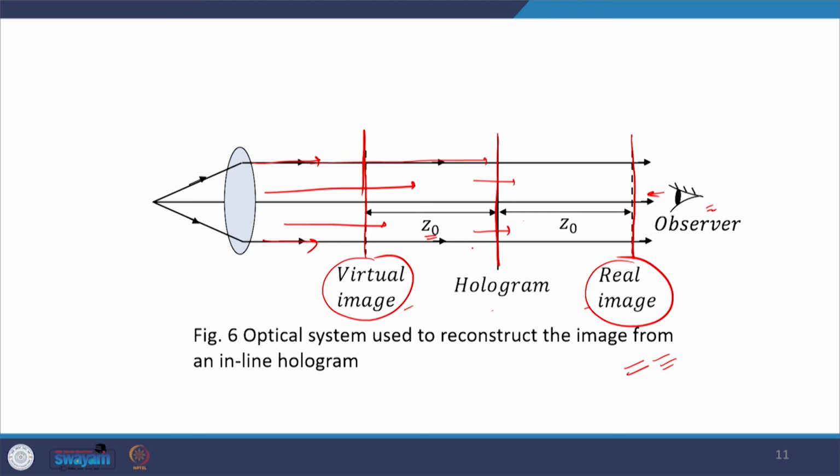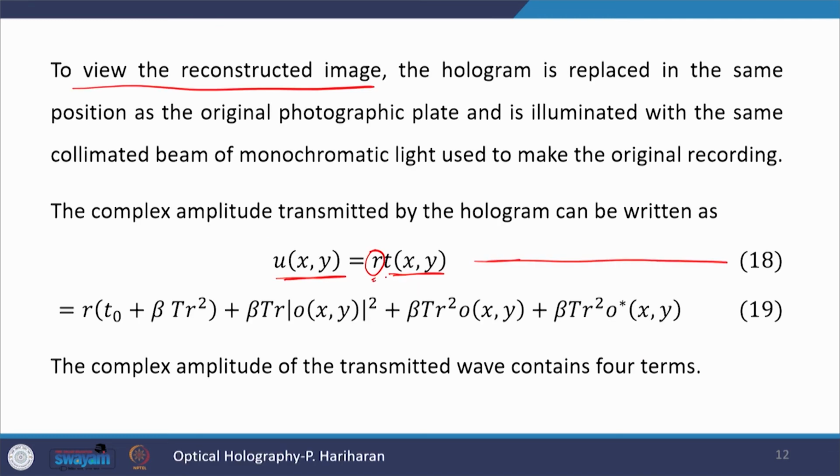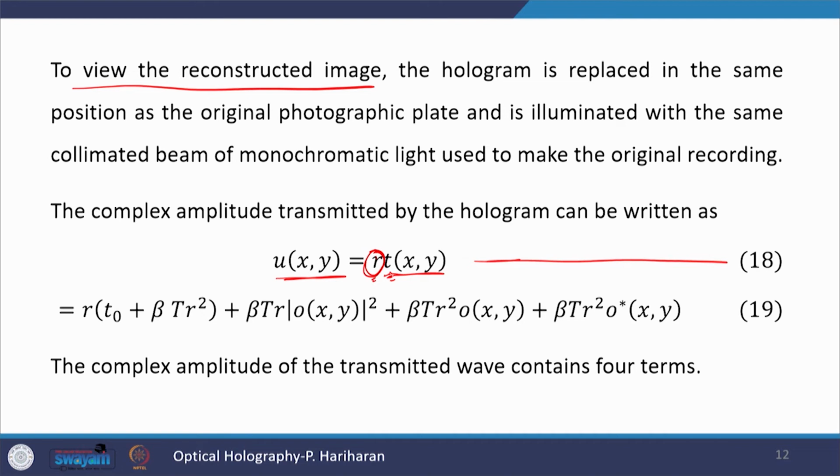The transmitted part would be given by R into T. This is the amplitude of the reference wave, and then this amplitude is multiplied by the amplitude transmittance function to get the exact value of the amplitude at the transmission end. Now, we will substitute for small t, and after substitution we get this big expression.